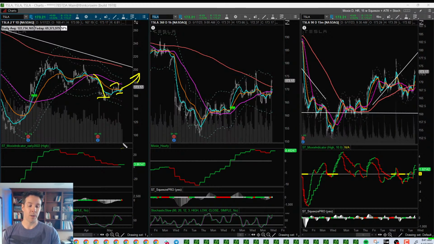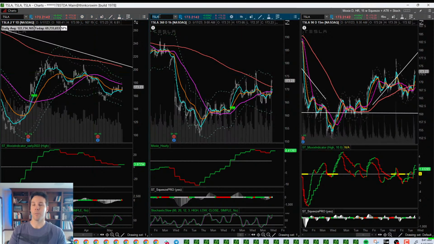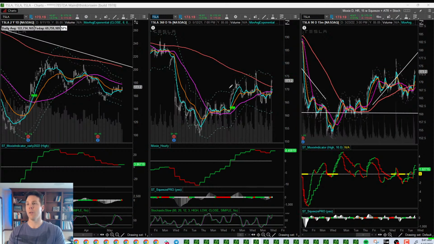So, I'm trying to look at all these pieces of the puzzle and say, okay, we are getting these bullish setups. How long can they last, and what are they going to look like? But so far, so good. I do, on that note, talking about these bullish setups, we just have to see how far they go.